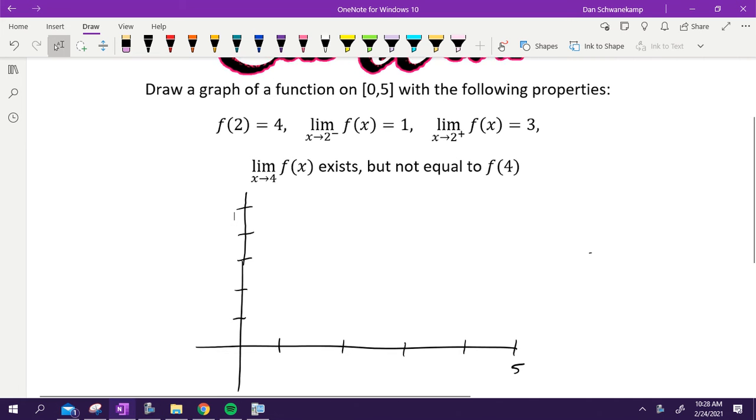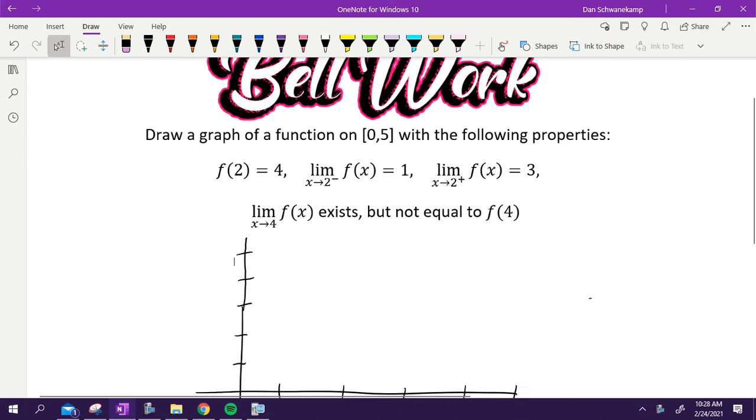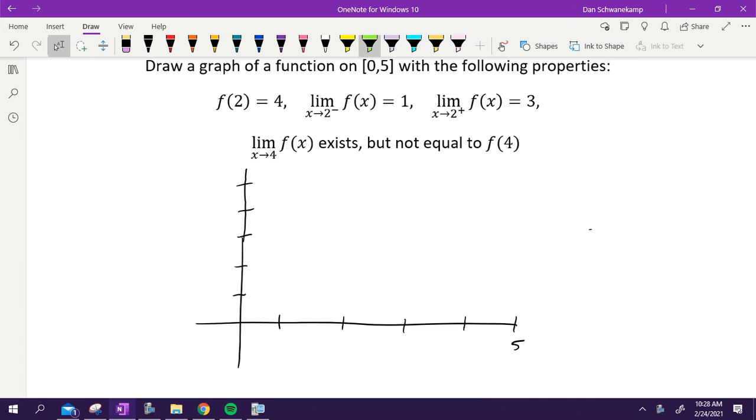This is a good question because it allows you to see if you understand the phrases that are being described here for bell work. Draw a graph from 0 to 5 for the following properties. f of 2 needs to be equal to 4. What does that mean? What needs to happen on my graph if f of 2 equals 4?